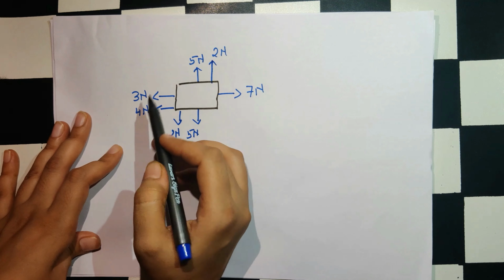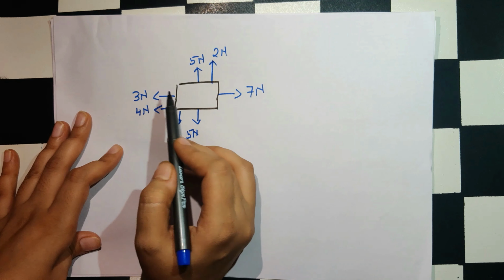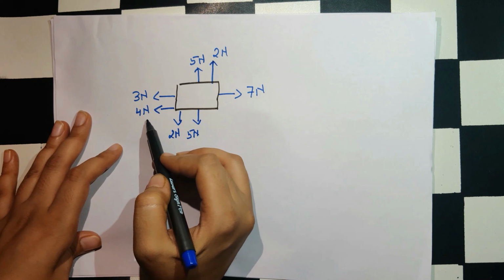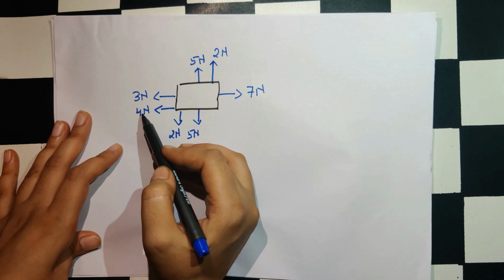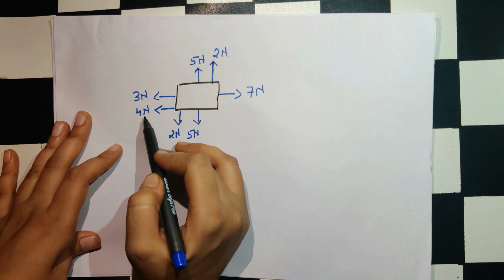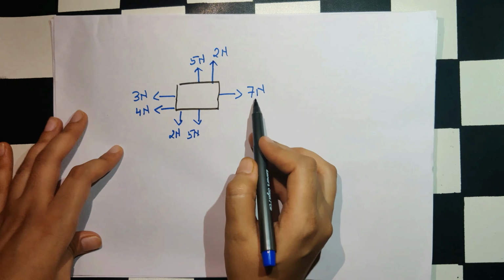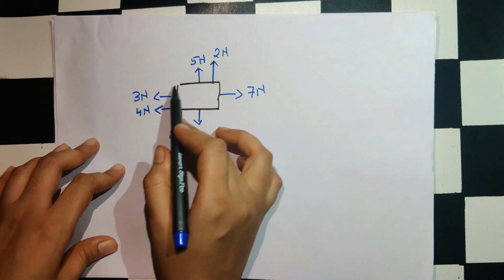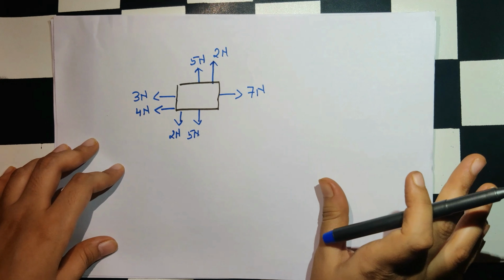See, I have not applied the same 7 Newton force but 3 Newton and 4 Newton. So the summation of 3 and 4 is how much? 7. So again on the right side 7 Newton force is applied and on the left side 7 Newton force is applied. So again this block will be in equilibrium.